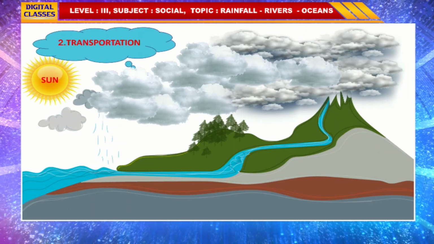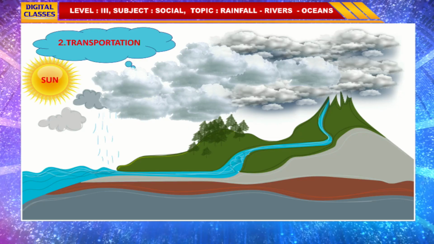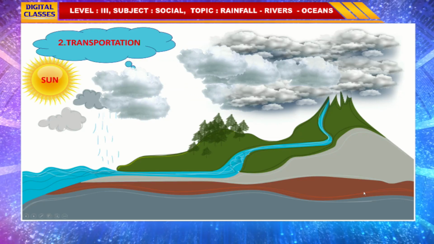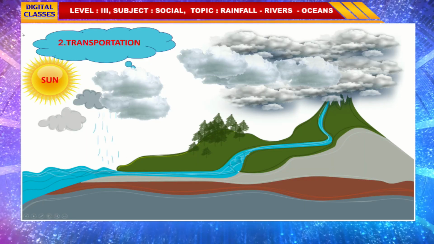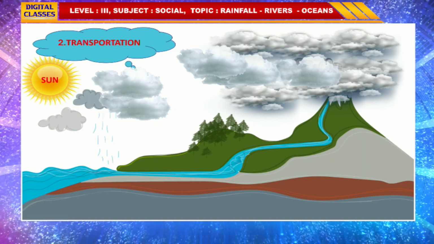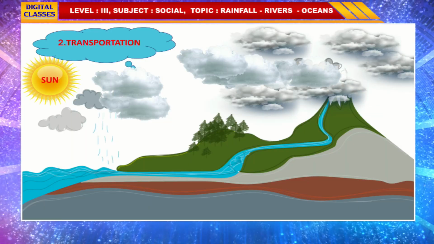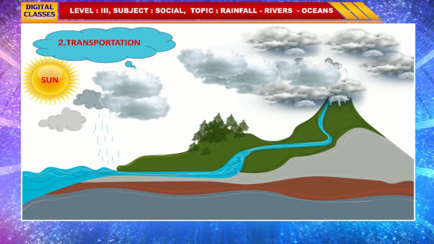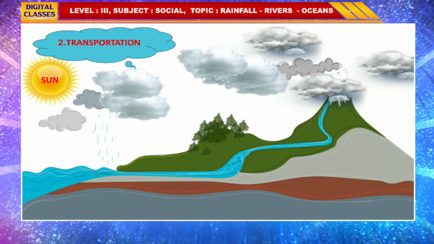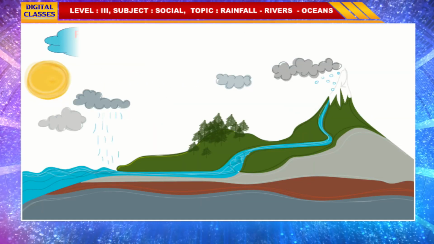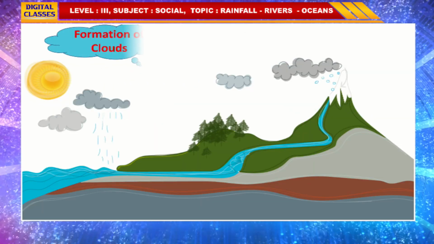The movement of water through the atmosphere, specifically from over the ocean to over land in the form of clouds, is called transportation. Clouds are propelled from one place to another by either upper air circulation, surface based circulations like land and sea breezes, or other mechanisms. Now let us learn about the formation of clouds.